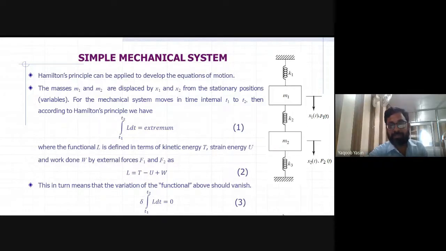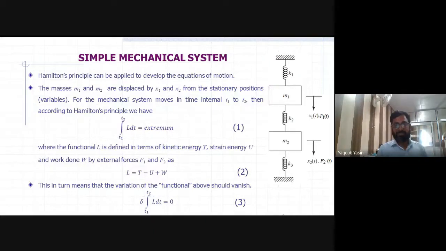Then we will find the equations of motion between the time intervals t1 to t2. For example, the masses are moving from time t1 to t2. So for this, according to Hamilton's principle, the functional L can be integrated from time t1 to t2. It gives you the extremum values. Either it gives you the minimum value or the maximum value.